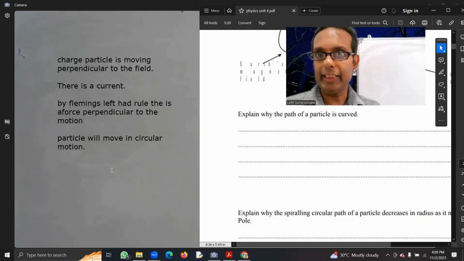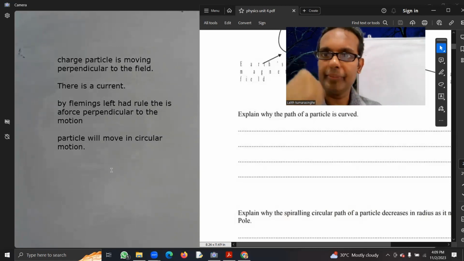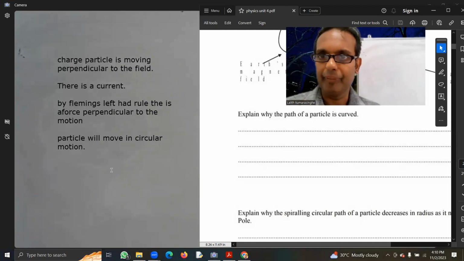Okay. Now, this is a general answer. Whenever a charged particle moves inside a magnetic field perpendicular to it, it will have the maximum force. Like this case, the charged particle moves perpendicular to the magnetic field. There will be a current. Again, I'll repeat, this is not for this question. If a negative charged particle is moving forward, current is backward. If a positive charged particle is moving forward, current is forward.